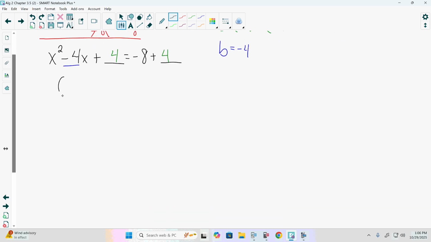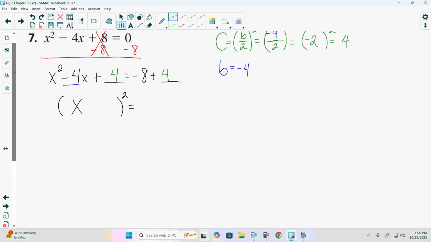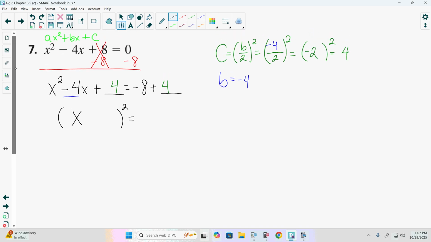Now on the left-hand side, we're going to factor this. So we'll have our set of parentheses and x. Now the number that goes inside the parentheses with x is the number inside the parentheses before we squared it to find C. And that is negative 2. So it's telling us that x squared minus 4x plus 4 is (x minus 2) squared.